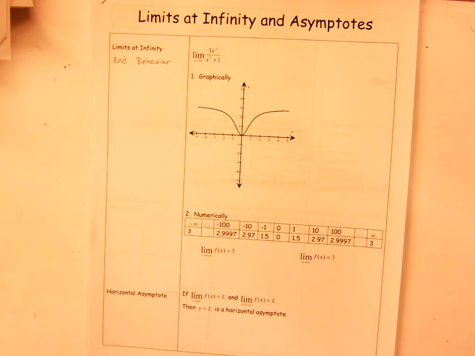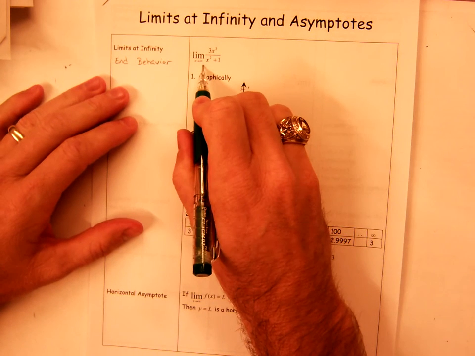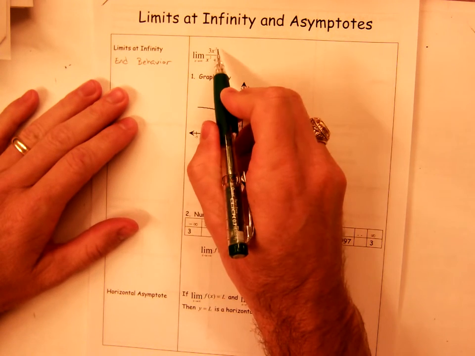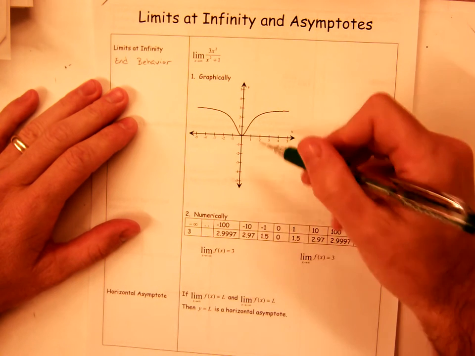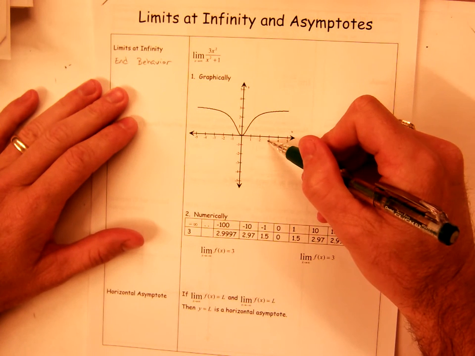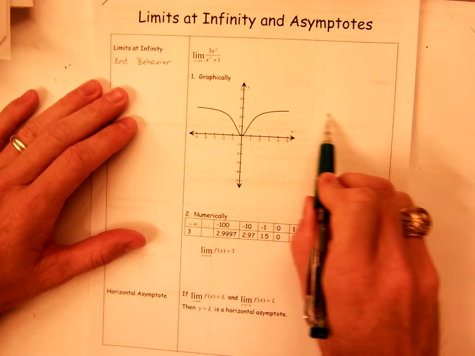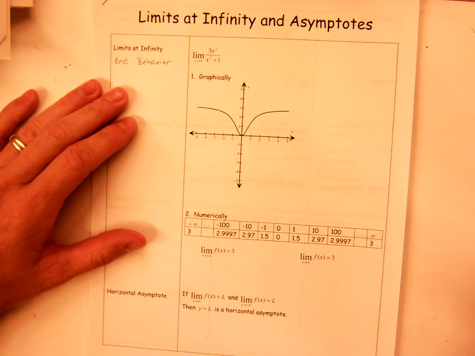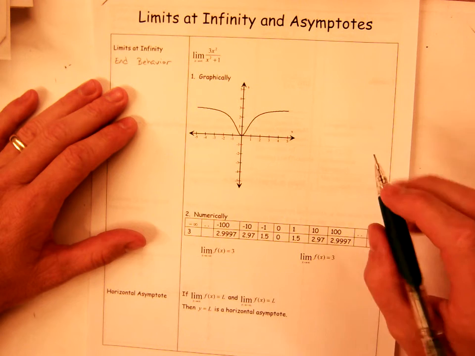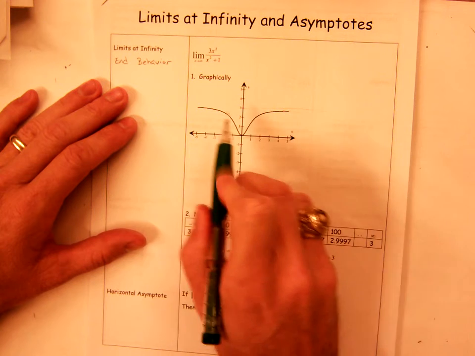All right, so this first one says the limit as x approaches infinity of 3x squared over x squared plus 1. I'm putting these through so that you can look and see what's happening here. So here's the graph of it. You can see that as x goes to infinity, this is trailing off, and it's going to basically a line that it's getting really, really close to, but never quite getting there. And that line is y equals 3.